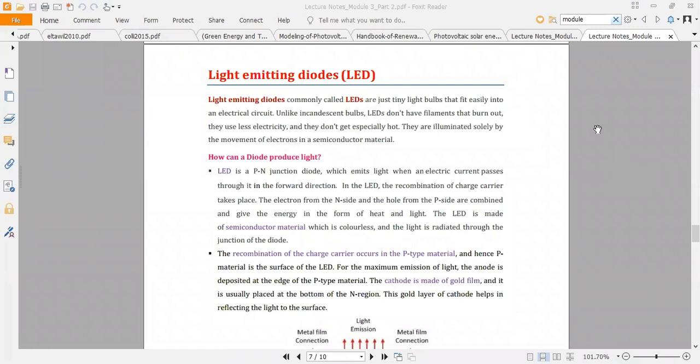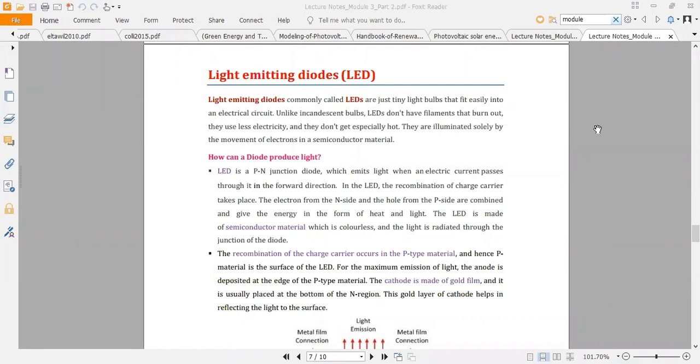In case of this LED bulb, there is no filament. We have seen that there is a filament in the incandescent and the fluorescent lamp, but in LED there is no filament. Then the question will arise: how will it emit light, how will it generate light if there is no filament? So there is a diode, which emits light. With the help of the diode, it is able to generate the light.